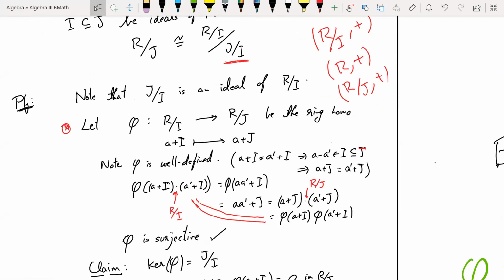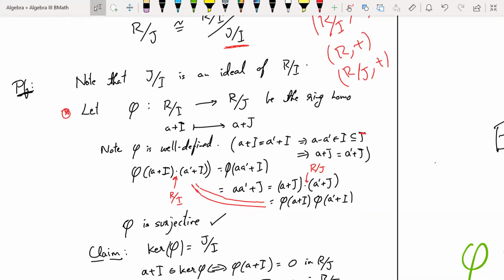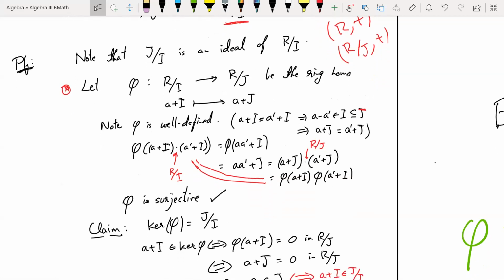So phi of (a plus I)(a prime plus I) is phi of a a prime plus I by definition of multiplication, which is a a prime plus J, which is (a plus J) times (a prime plus J), which by definition of phi is phi of a plus I times phi of a prime plus I. And phi is surjective is clear: the image of a plus I is a plus J for any element a of R. So phi is a surjective ring homomorphism.